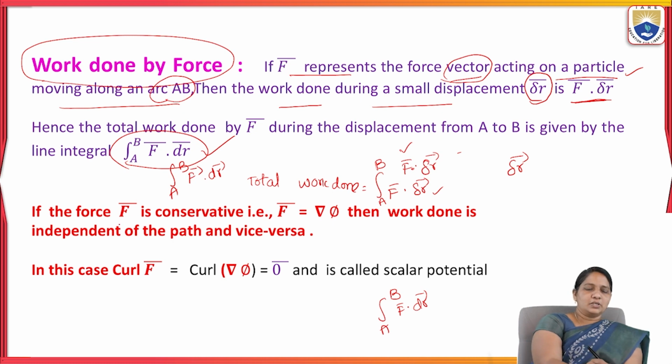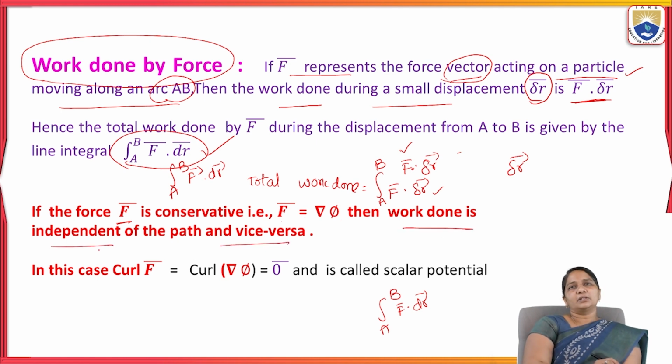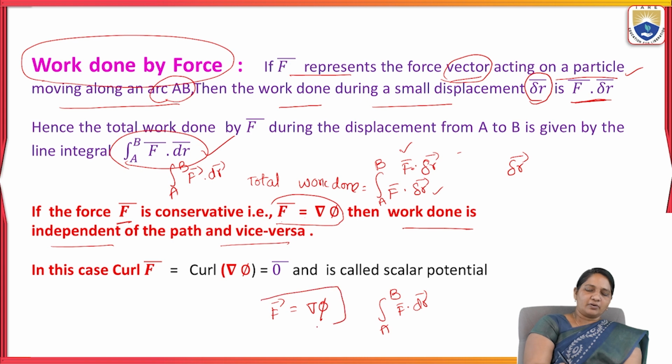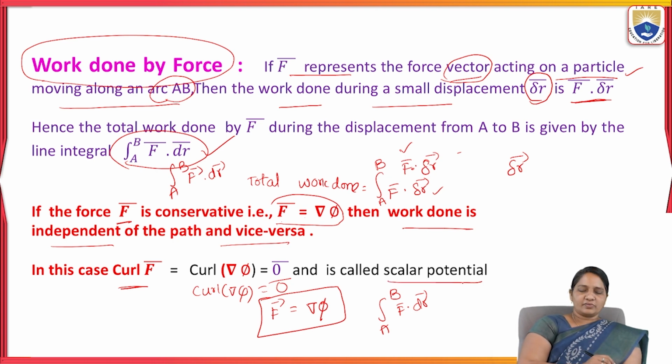If the force F bar is conservative, then we can say that F bar equals del pi, and the work done is independent of the path. Conservative means F bar equals del pi. In that case, curl F bar is curl of del pi, and the value of curl del pi is zero. Then pi is the scalar potential. So if it is conservative, there exists a scalar potential, that is F bar equals del pi.